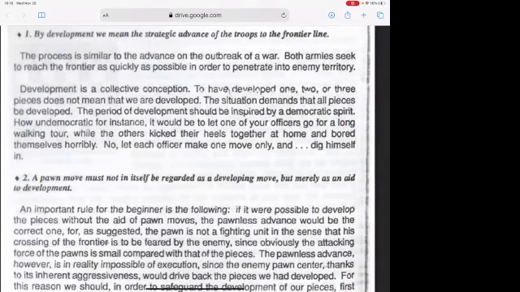Development is a collective conception. To have developed one, two, or three pieces does not mean that we are developed. The situation demands that all pieces be developed. The period of development should be inspired by a democratic spirit. How undemocratic, for instance, it would be to let one of your officers go for a long walking tour while the others kick their heels together at home and bore themselves horribly. No, let each officer make one move only and dig himself in.